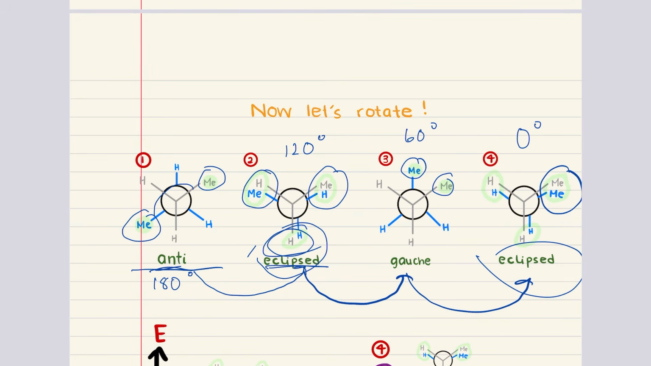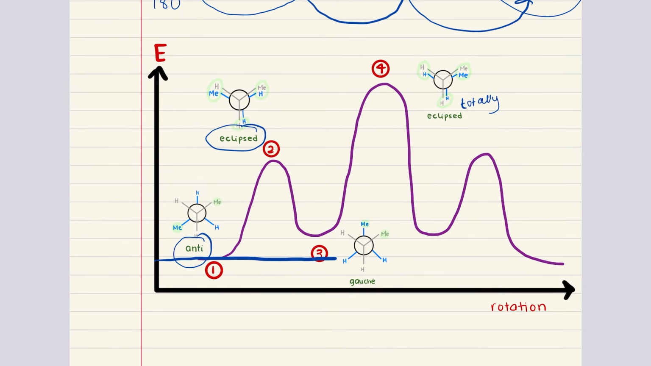So by rotating the molecule incrementally and observing the conformations, we see how the dihedral angle affects energy. This energy versus rotation plot helps us visualize the different conformations and where they stand energetically. So our anti-conformation is the lowest energy conformation, followed by gauche, followed by eclipsed, and then finally the totally eclipsed conformation. This is our highest energy conformation.